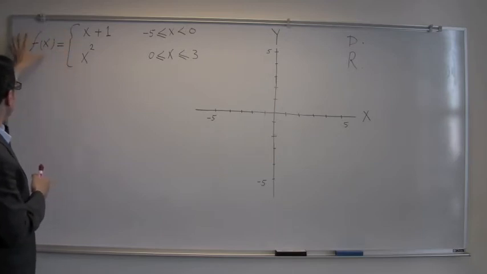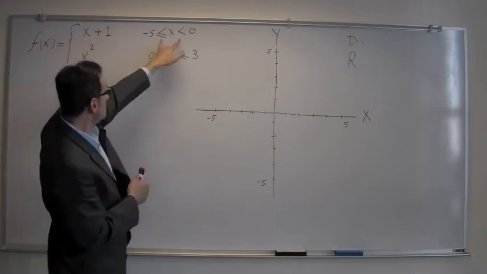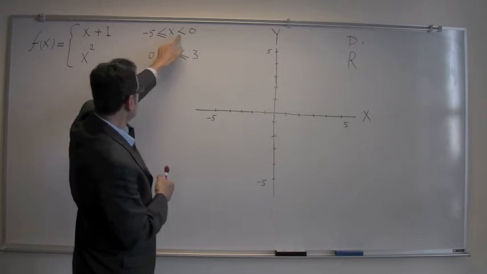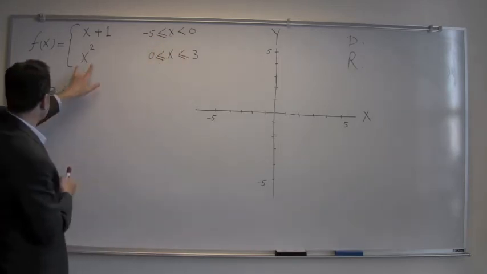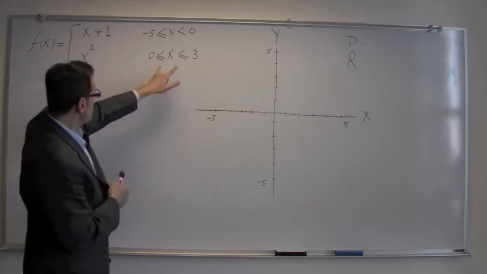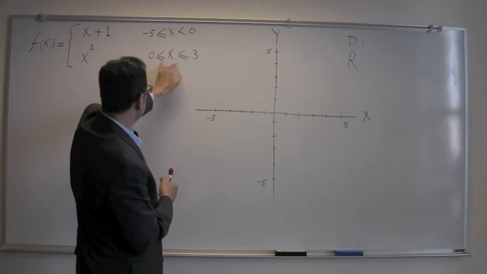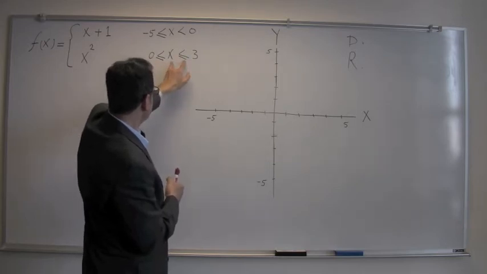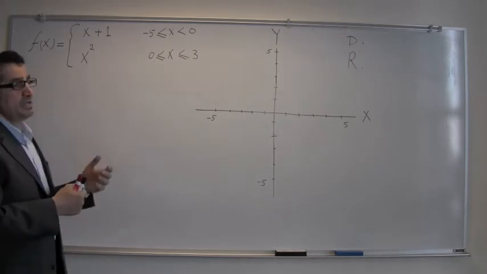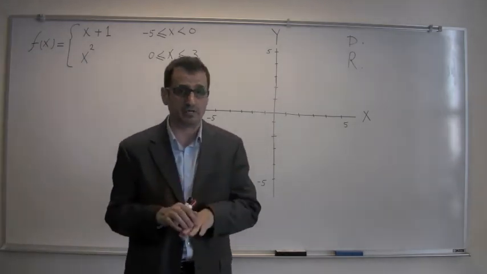In this example, I have f of x equals x plus 1 with the restriction x greater than or equal to -5 and x less than 0. And the second piece is f of x equals x squared with the restriction x greater than or equal to 0 and x less than or equal to 3. Now, we need to start graphing piece by piece.